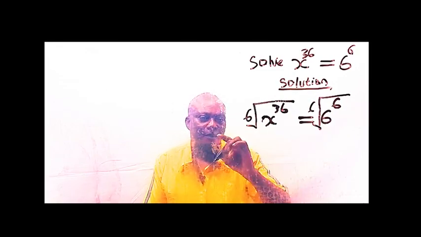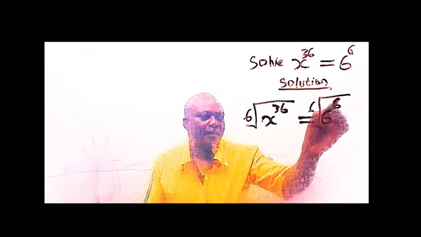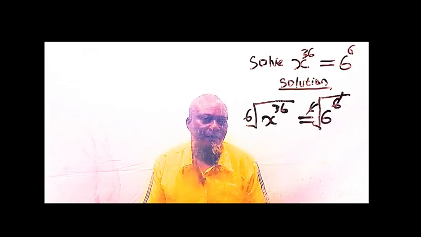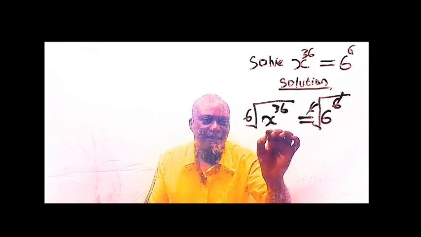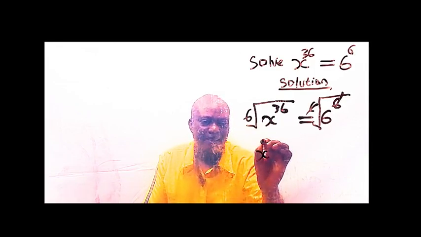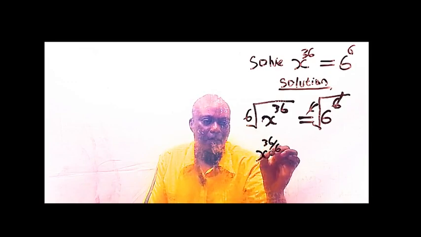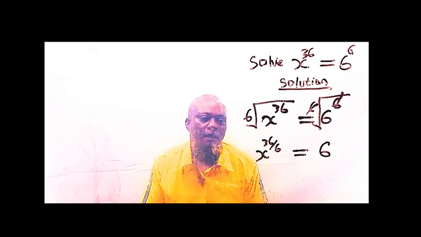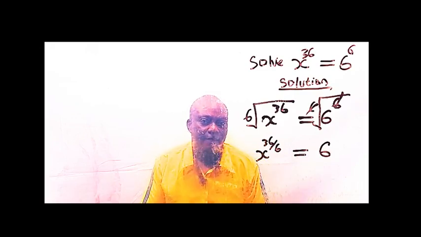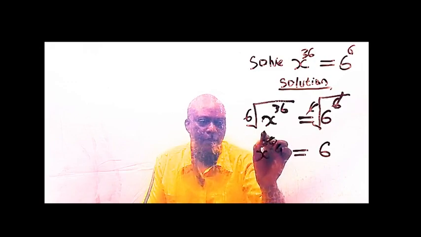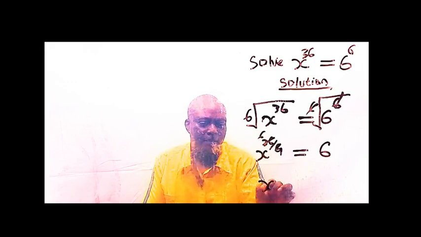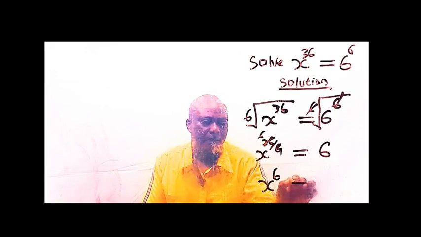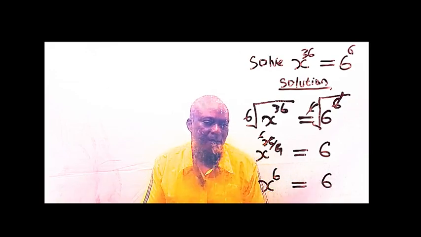Yes, when you do that, this one will go with this one, and this one we can write as x raised power 36 over 6. Everything will be equal to 6, and 6 can divide 36. So 6 here 1, 6 here 6. That means here you find x raised power 6 equals to 6.